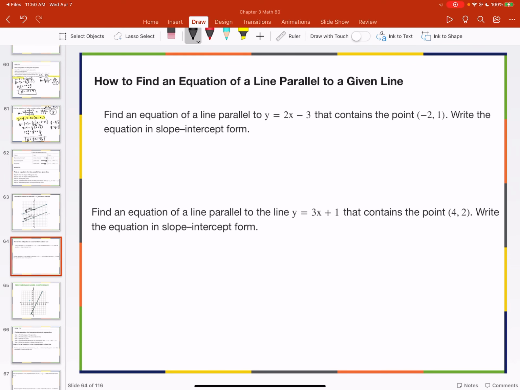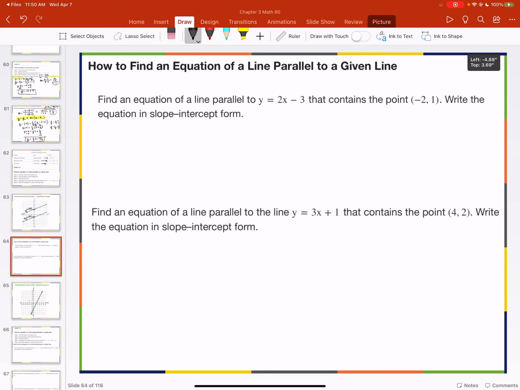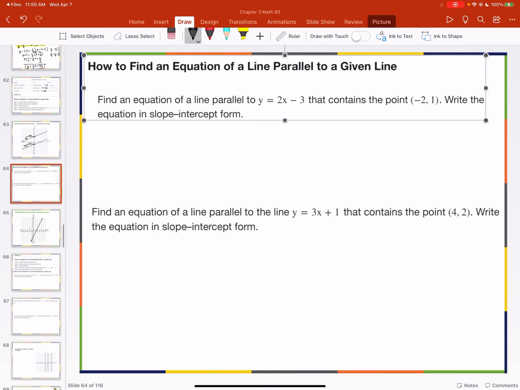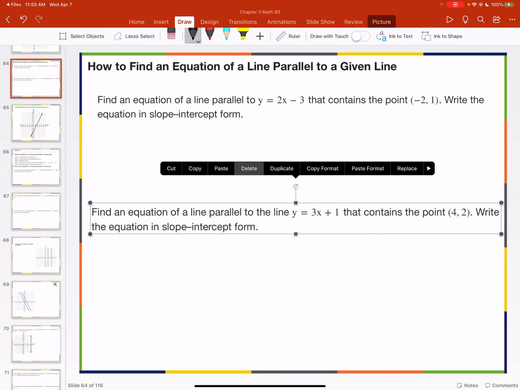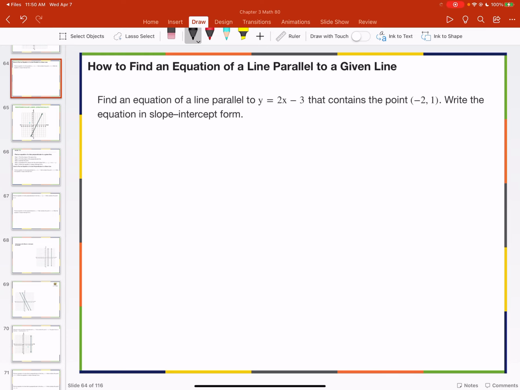All right, so suppose I said something like, find the equation of a line that's parallel to y equals x minus 3 that contains the point (-2, 1). Okay, so I'm going to just take this out so I can look better. First of all, because my new line is going to be parallel to this line, the slope of my new line is going to be the same.